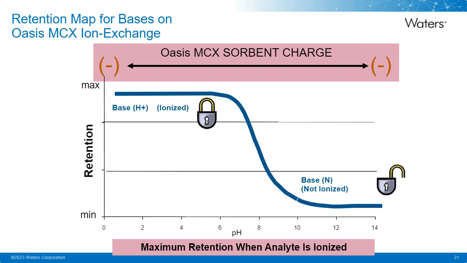I want to talk quickly about retention maps, ion exchange retention maps. In this case, we're looking at one for the strong cation exchanger, OASIS MCX. It's a strong sorbent, so the sorbent is always charged, with a permanent negative charge. So if we want to bind, for example, a weak base, when we lower the pH, we will ionize that base and it will be bound by ion exchange, as you can see on the left. This is great for loading and wash. And then when we're eluting, we will make things alkaline, remove the charge on that base, and then we can elute it with a strong organic solvent to overcome the reverse phase retention.